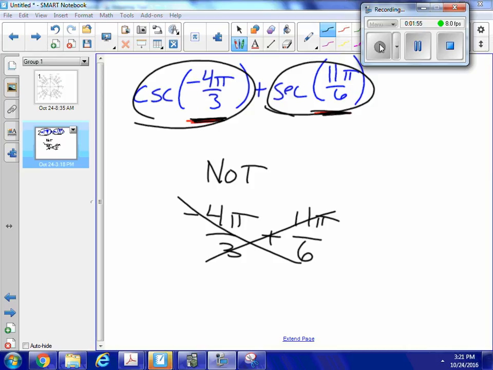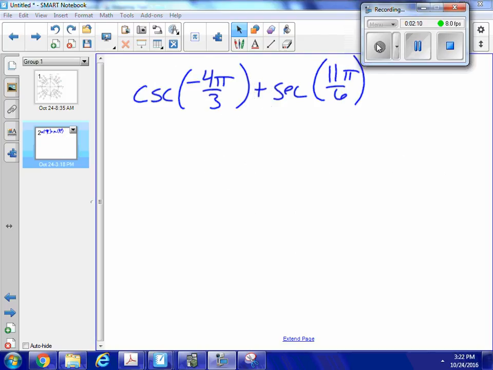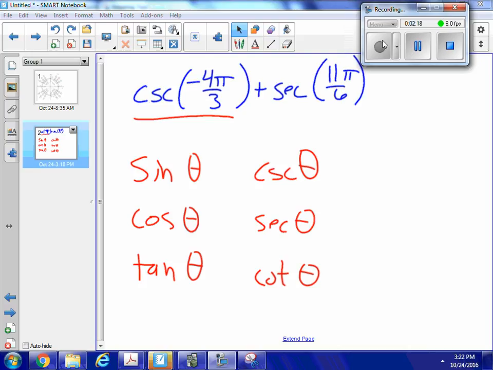Because all the trigonometric functions, so let's take sine as an example, I have an argument which is theta, and that produces some kind of a number. That's what we're looking for. We want to add those numbers up. So let's start with cosecant negative 4 pi over 3. Well, I know if I have my 6-pack, that cosecant is the reciprocal of sine. So if I can find sine of negative 4 pi over 3, then I can easily find cosecant of negative 4 pi over 3. So let's go take a look at our unit circle.